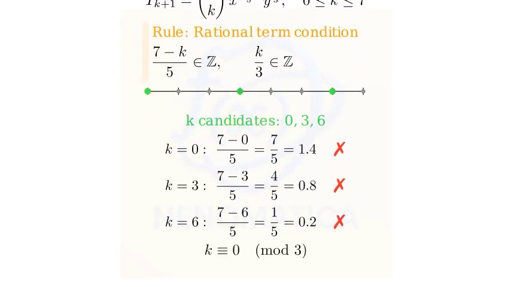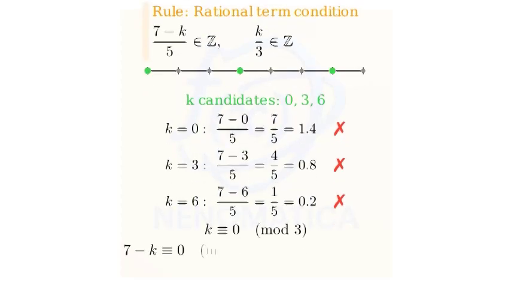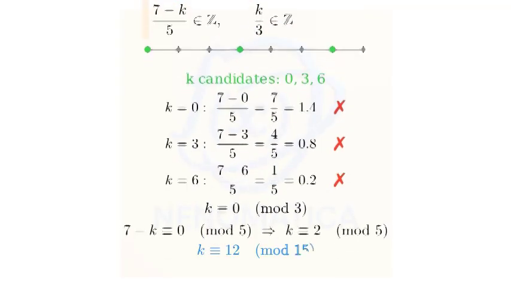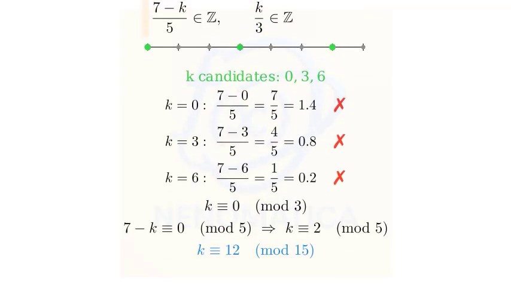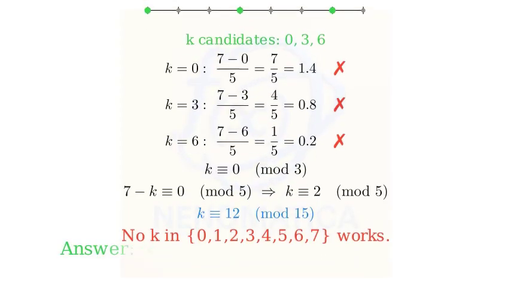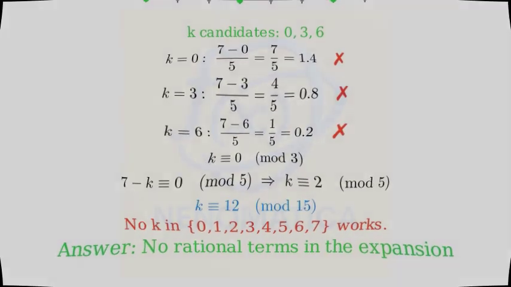Quick insight using modular arithmetic. From k over 3 being an integer, we have k congruent to 0 modulo 3. From 7 minus k divisible by 5, we have k congruent to 2 modulo 5. Solving these simultaneously gives k congruent to 12 modulo 15. None of the values 0 through 7 satisfies this, so there is no such k. Answer: there are no rational terms in the expansion.